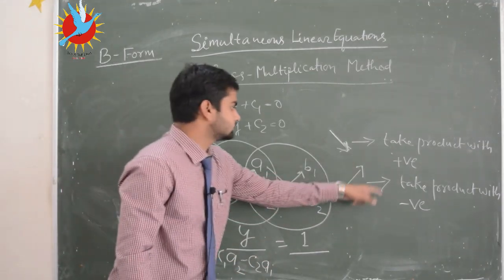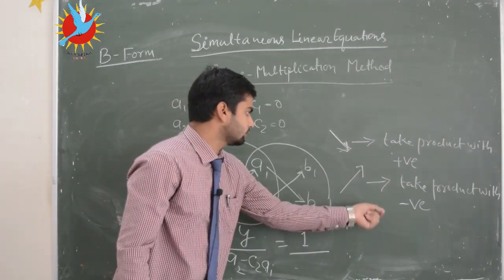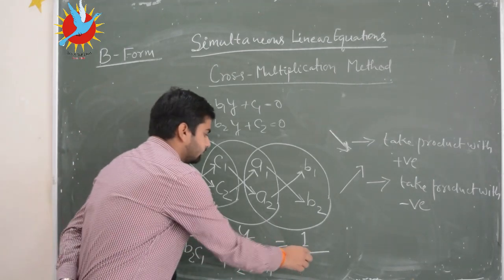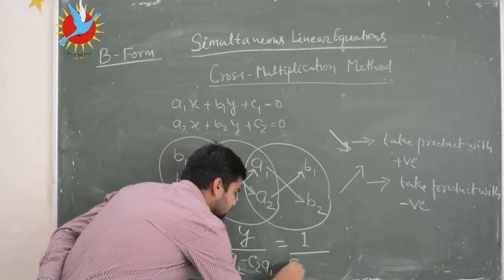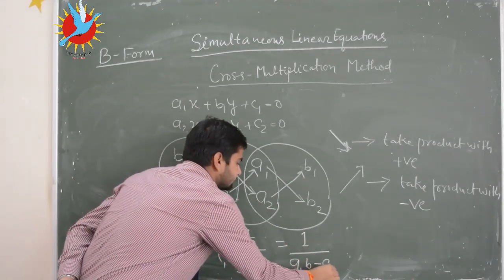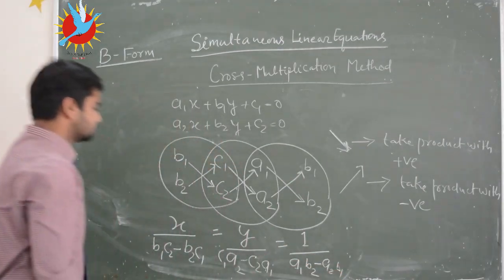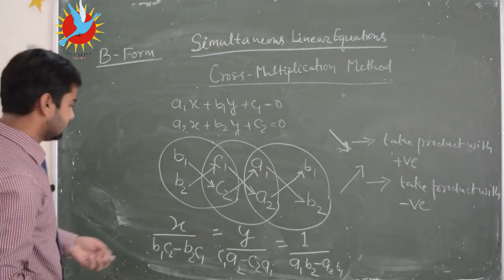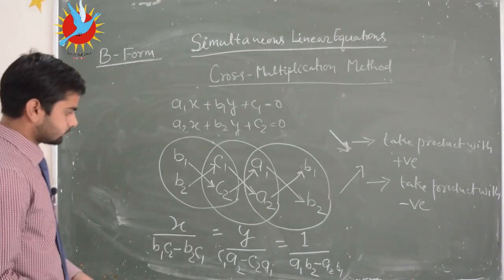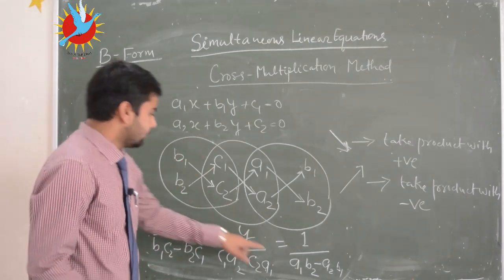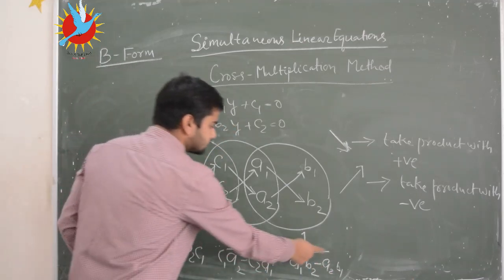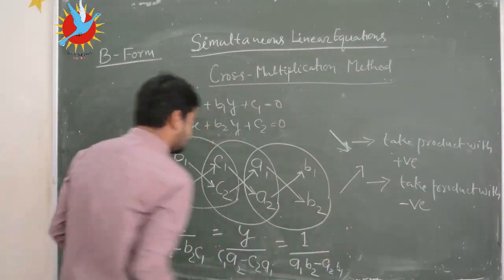We have already discussed here that upward we have to take negative, and downward we have to take positive, and under 1 we will write a1 b2 as positive, and a2 b1 as negative. So here we have made our equations in terms of constant terms. So here a1 b2 and a2 b1 are all constant terms, 1 is a constant term, so this value will be equal to a constant number.